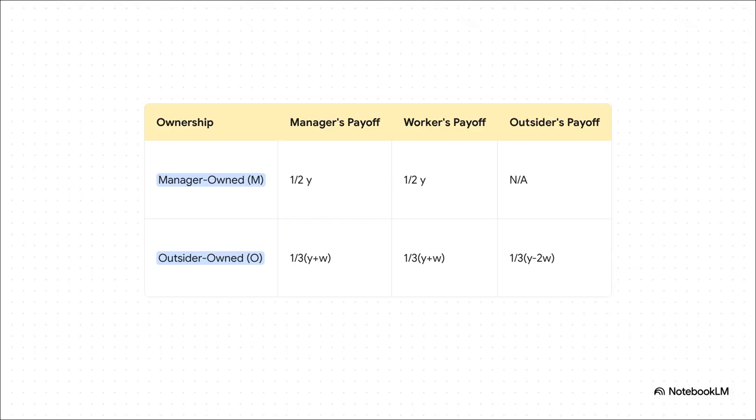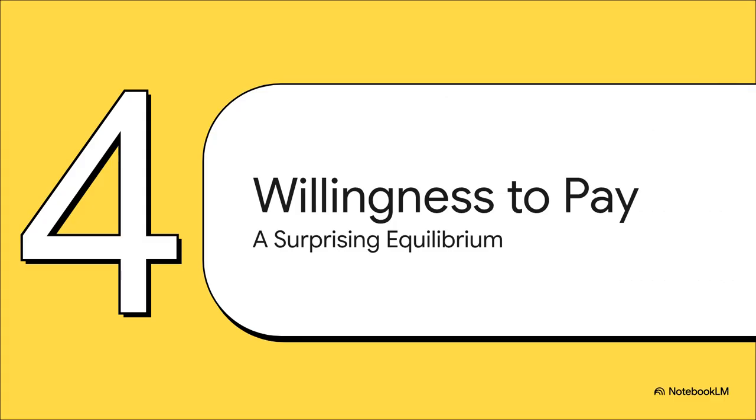If the manager owns the firm, the surplus Y is just split 2 ways. If an outsider owns it, there are 3 essential parties, so the surplus gets split 3 ways. The standard intuition here is that manager ownership provides stronger investment incentives. But that intuition gets completely turned on its head once we allow for that asset trading stage. What emerges is a totally different and honestly pretty surprising equilibrium.